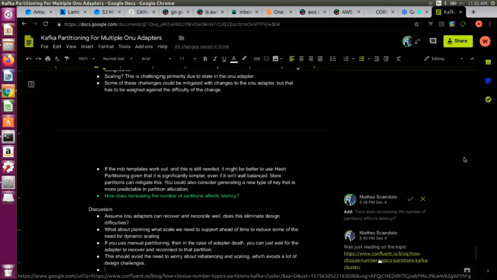But I think one thing that's important here, as a reminder and a prerequisite to both the MIB template and Kafka partitioning, is adapter reconciliation. Bouncing that adapter instance and having it recover in a graceful way is number one. That has to be taken care of for both of those to work properly. Agreed.